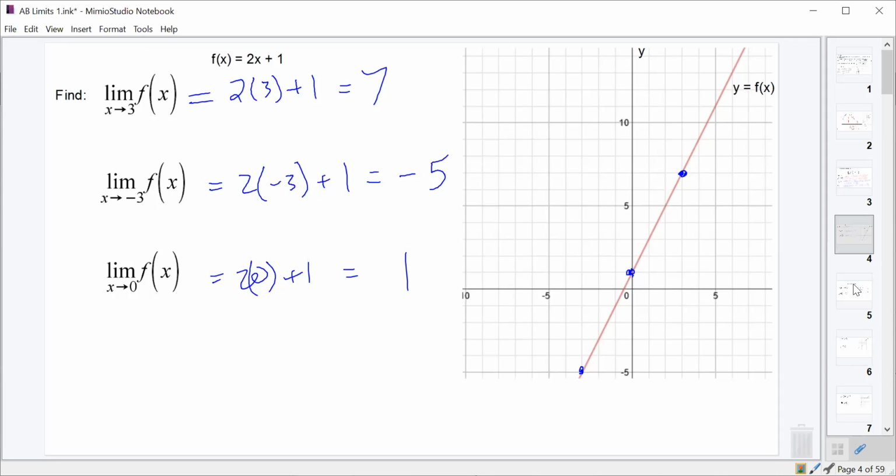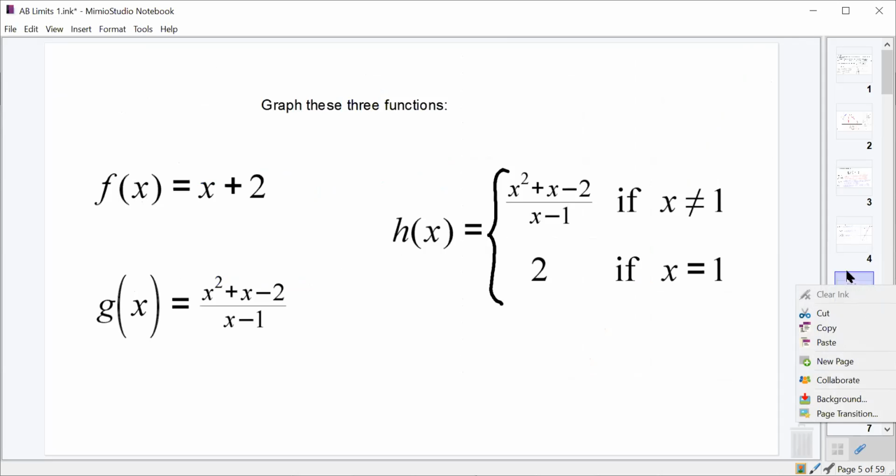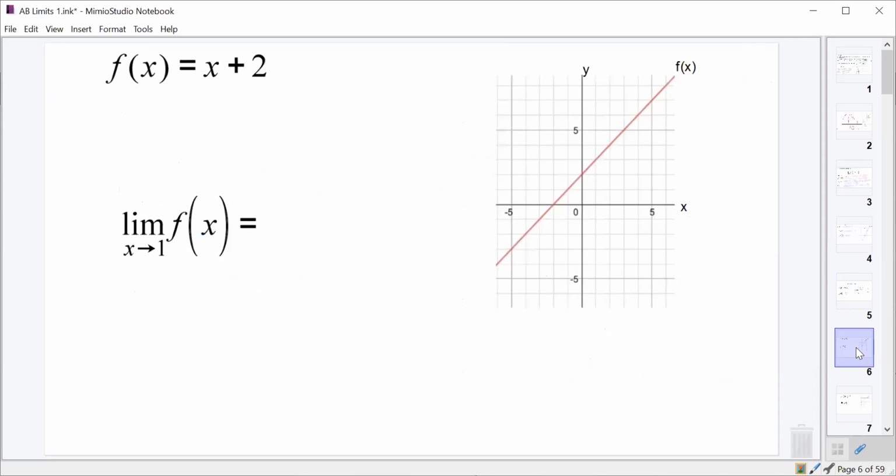Cool. All right. We're going to start to make this slightly more difficult. You don't need to graph all these right now because I'm just going to do it for you. In fact, I've already done it. This one is easy. The function is f of x equals x plus 2. What's the limit as x approaches 1? 3. I hope you all are getting that. The limit is 3.